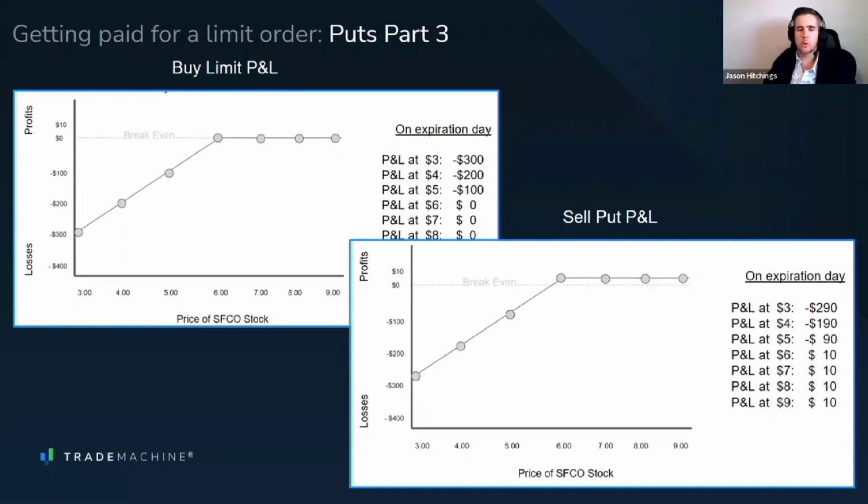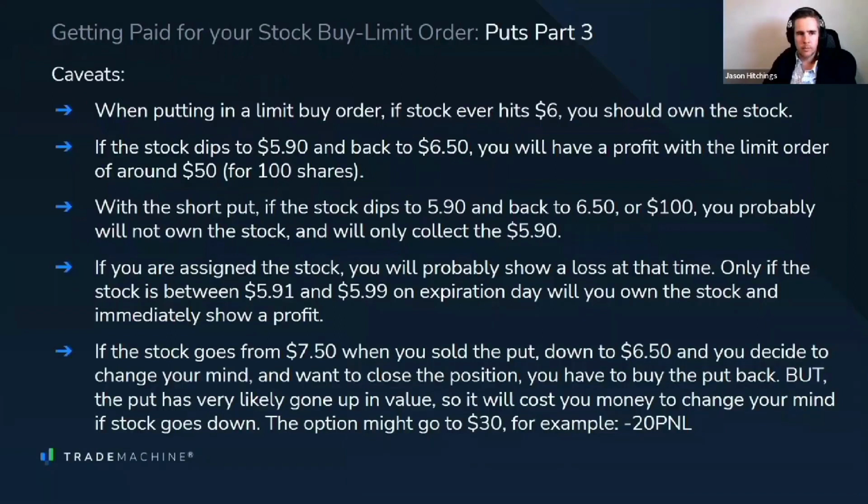Now, there's a few things that are worth mentioning because they're not identical. When you do a buy limit, if it ever hits $6, you're going to end up owning a stock. And so if it dips down to $5.90 and goes up to $6.50, you're going to buy in at $6 or at $5.99, and then you're going to realize the profits as it goes back up. When you're selling a put, that's probably not the case. If it just dips down and comes back up, you're probably not going to own the stock. So you'll keep the money for selling the put, but you're probably not going to own the stock.